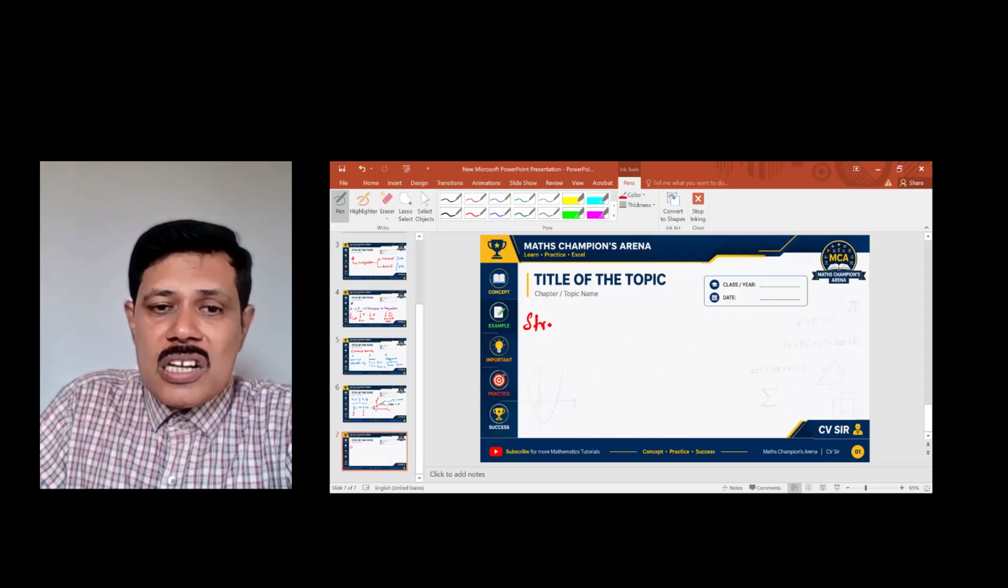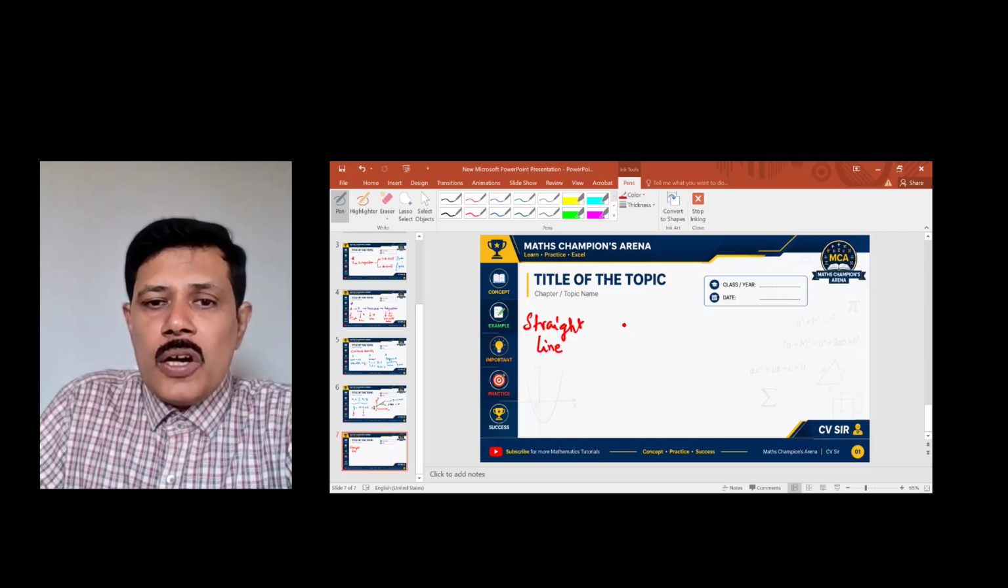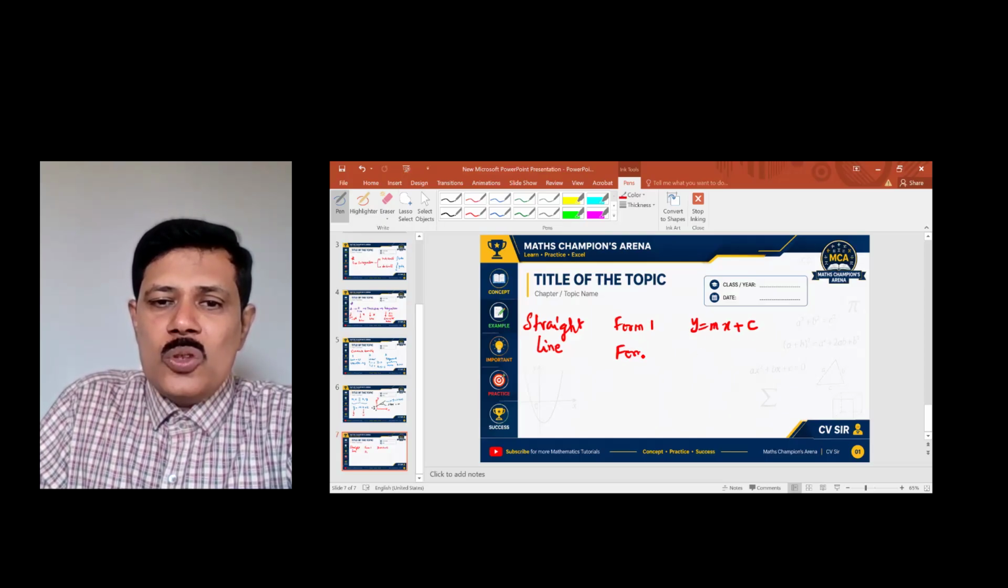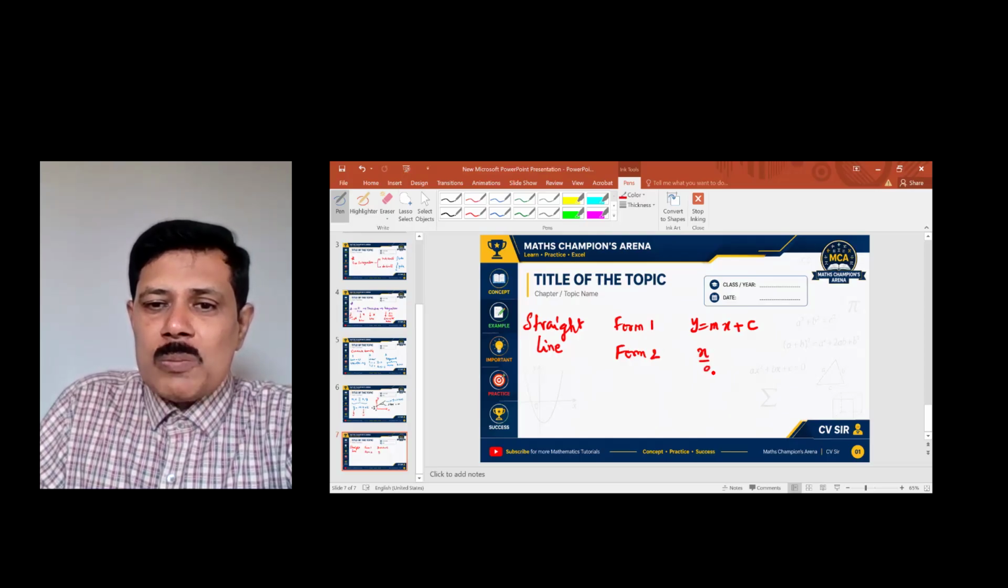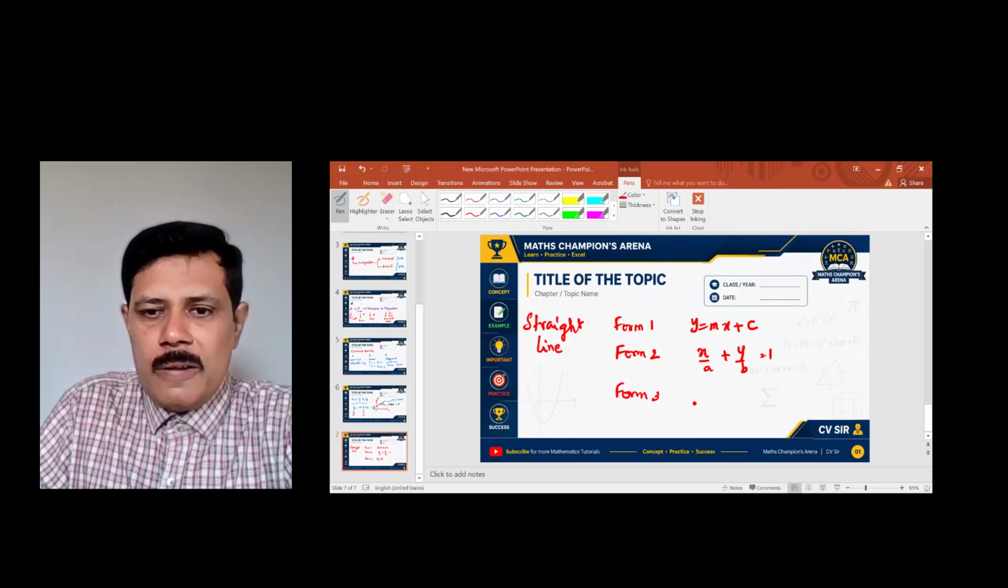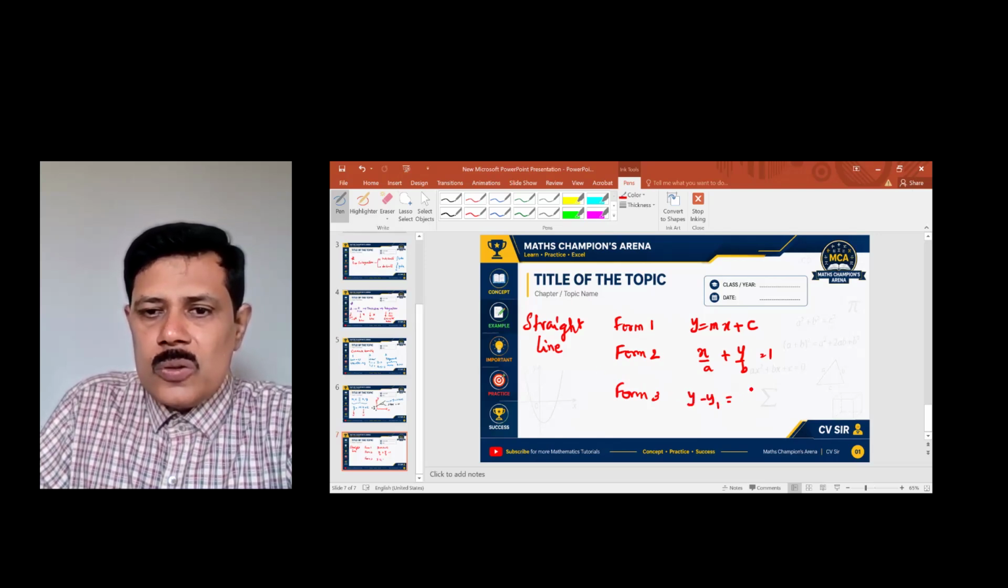What we have seen is a straight line. Form 1, what we have seen, is y is equal to mx plus c. And form 2, what is form 2? x by a plus y by b is equal to 1. What is form 3? Form 3 is y minus y1 is equal to (y2 minus y1) by (x2 minus x1) into (x minus x1).